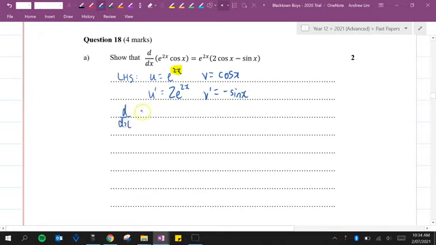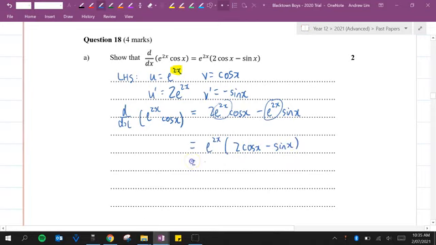So d/dx of e^(2x) cosine x is equal to vu dash, 2e^(2x) cosine x, plus uv dash. But when we times them together, we get a negative, so I'm going to replace this plus with a minus. e^(2x) sine x. We can see that they both have e^(2x), that's common, so we can bring that out. We're left with 2 cosine x minus sine x, which is equal to the right hand side.